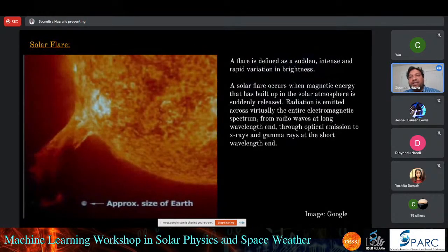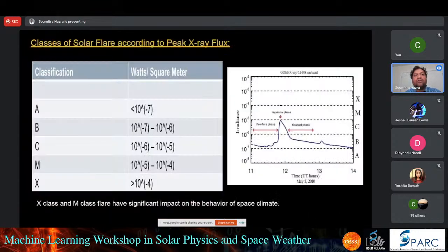A solar flare is basically a sudden and intense storm, like a tornado or cyclone on the Earth. You can compare them with flares and CMEs in the solar system. A solar flare occurs when magnetic energy that has built up in the solar atmosphere is suddenly released. These solar storms are the major reason for disturbances in space weather. So we want to predict solar flares here, and it is believed that sunspots, which are basically spots on the solar surface, are responsible for this kind of solar flare and CME.